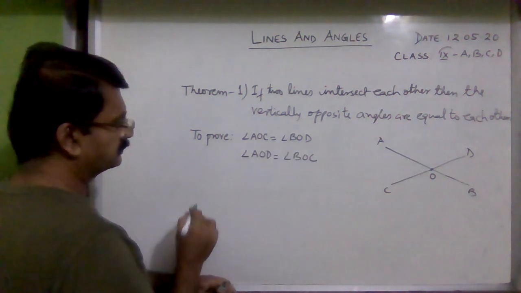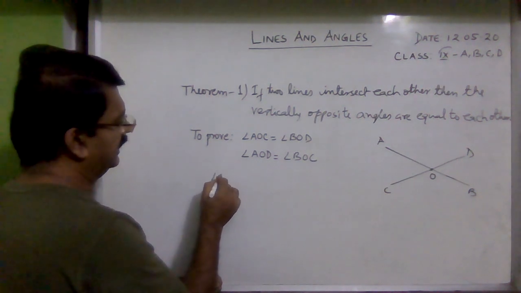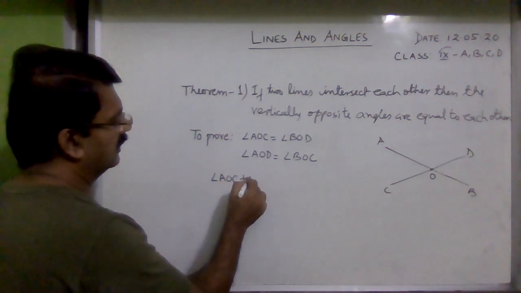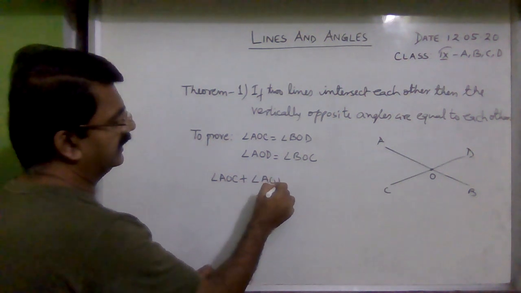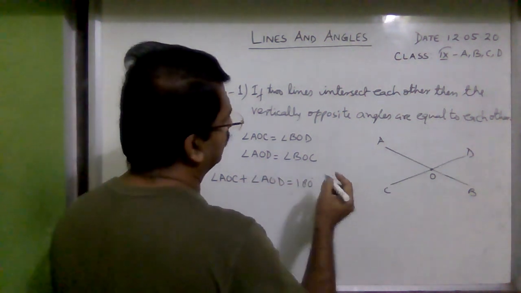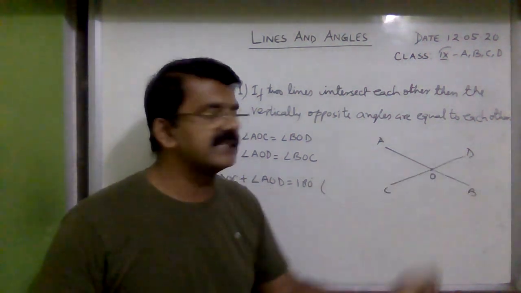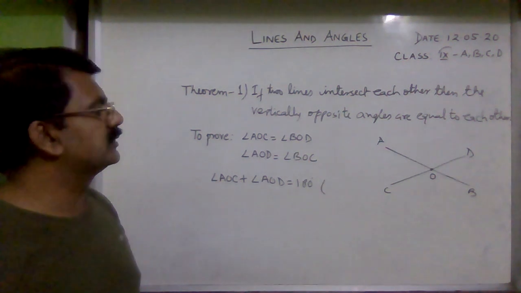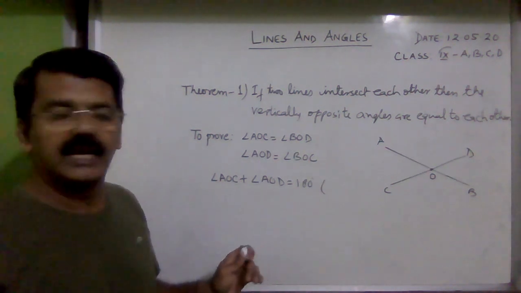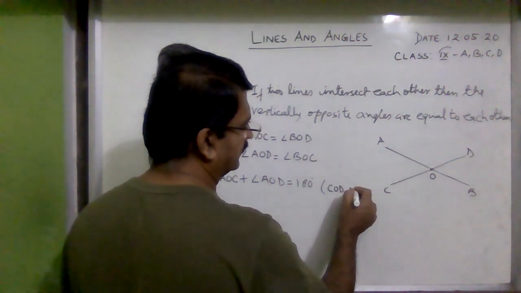Now you see, first of all you write angle AOC plus angle AOD is equal to 180. The reason, you can see, is from axiom 1: as CD is a straight line, angle AOC plus AOD will be 180 degrees. Reason: you write COD is a straight line.